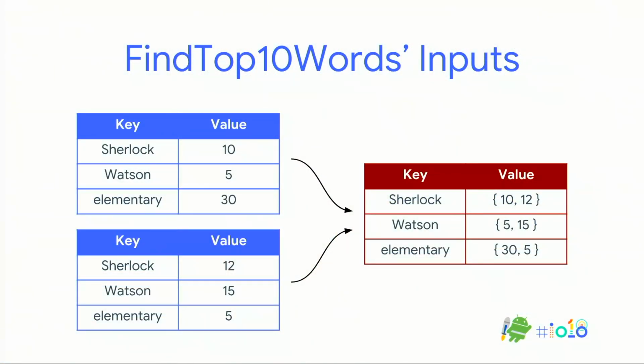So for example, if the first book had 10 instances of the word Sherlock, 5 of Watson and 30 of elementary, and the second one had 12, 15, and 5, you would get arrays like this. Sherlock would be 10, 12, Watson would be 5, 15, elementary would be 35. So in your find top 10 words worker, you would sum all of that up, sort them, find the top 10, and that's your output.